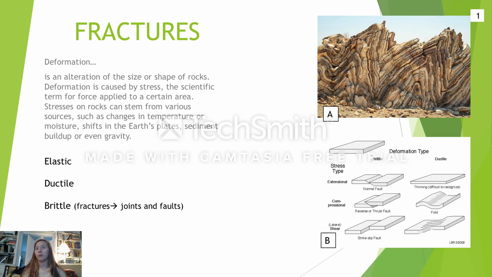bigger picture. So deformation, by definition, is an alteration of the size or shape of the rocks. It can be caused by stress, and these stresses on the rocks can stem from lots of sources. So they can be caused by temperature or moisture changes, shifts in the Earth's plates with tectonic movements, or sediment buildup, or even gravity. Plate movement is definitely the biggest factor of this.